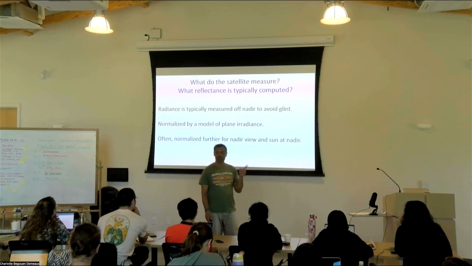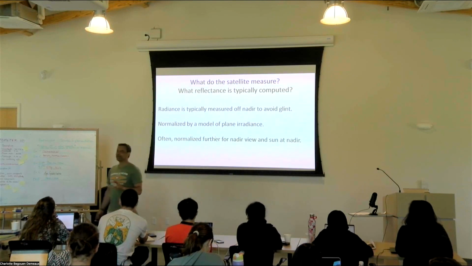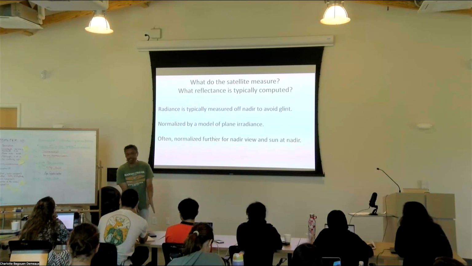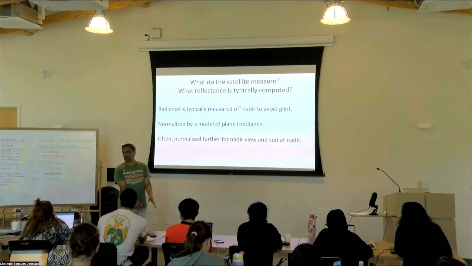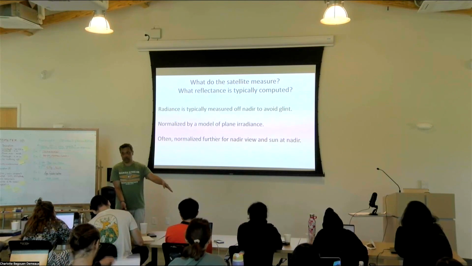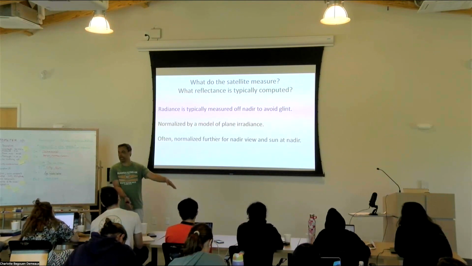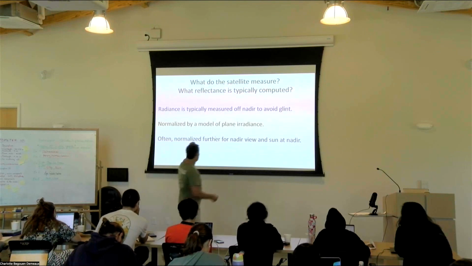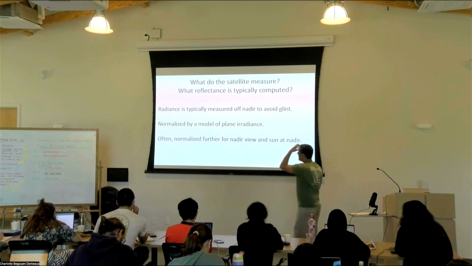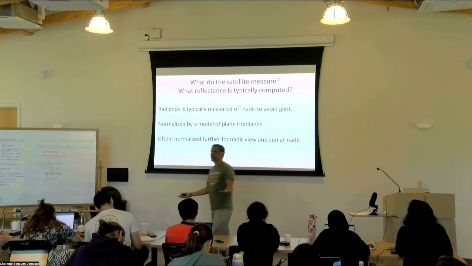Sentinel-2 does look straight down, and this is because the physicists decided that for reasons that have nothing to do with ocean color. But most sensors will be tilted in order to avoid sun glint. And then they have a spread around that angle, a swath, so each pixel will be at a slightly different angle. And we know what that is. So they tend to measure off nadir, and then they normalize by a model of the planar irradiance.